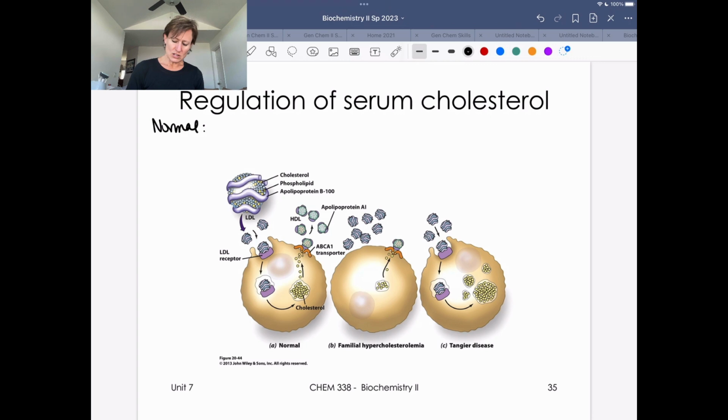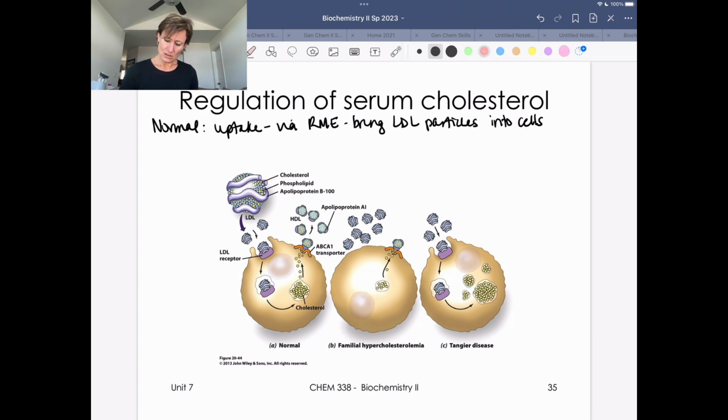Okay, normal situation is we are going to have uptake of LDL particles via receptor-mediated endocytosis. And we have another video up there about receptor-mediated endocytosis if you need a review of that. But this basically is going to bring LDL particles and their associated cholesterol into cells. Okay, so this uptake piece I'm going to highlight here, and then we'll zoom in and talk about the details of it. So that is this part that we have here.